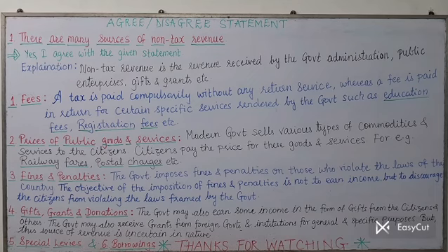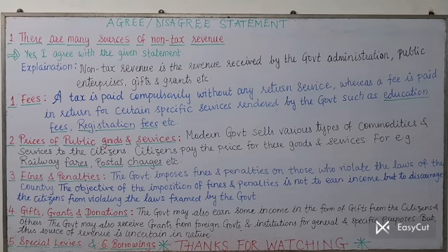Second source, prices of public goods and services. Modern-day governments are selling various types of commodities and services to the citizens. And we citizens pay the price for these goods and services which we use, which are offered by the government. For example, railway fares, we have to buy railway tickets. Then postal charges, if we make use of the government postal services, then we have to pay the postal charges, etc. So this is a source of non-tax revenue for the government.